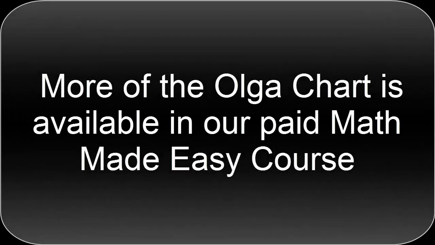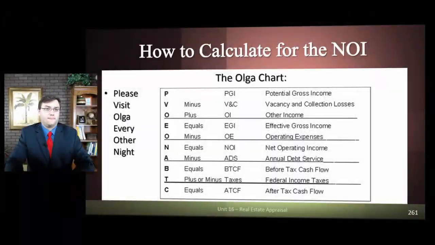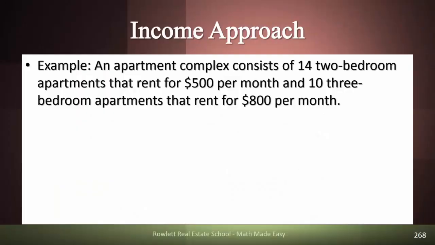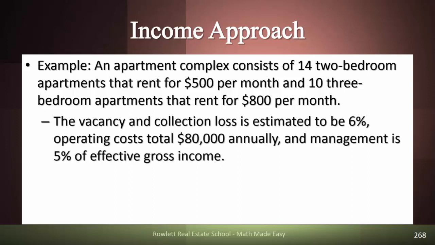So to make this process a lot easier, we have a flow chart that we call the Olga chart. Let's say an apartment complex consists of 14 two-bedroom apartments and they all rent for $500 a month. And it also has 10 three-bedroom apartments that all rent for $800 a month.